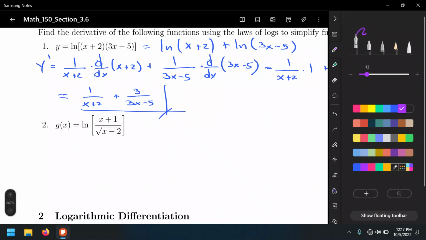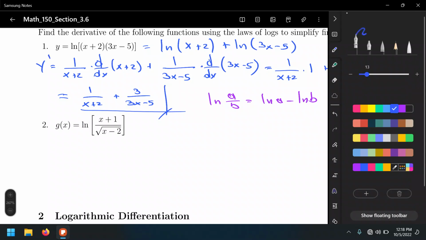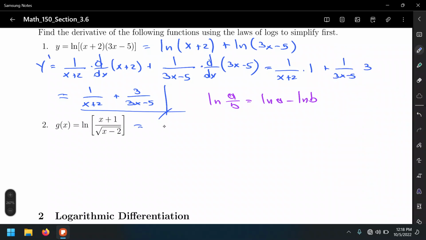In this case, which property of logarithms are we going to use? Well, we have a quotient inside of the argument of the logarithmic function. So let me write it down. ln of a over b, that's ln of a minus ln of b. So let's apply that rule to this quotient here. So that's equal, we're not differentiating yet, to ln of (x plus 1) minus ln of the square root of (x minus 2).